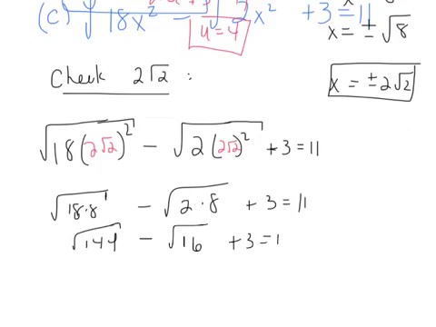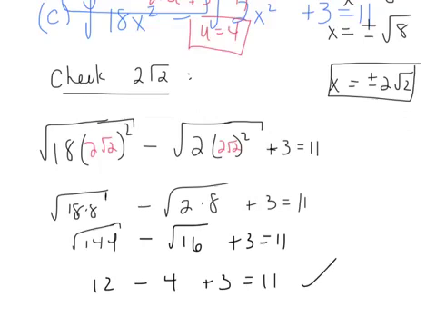Plus 3 equals 11. Square root of 144 is 12 minus 4 plus 3 equals 11. 12 minus 4 is 8. 8 plus 3 is indeed 11. That checks out. Now, I should go on and check the second answer, but I'm actually going to stop, and here's the reason.